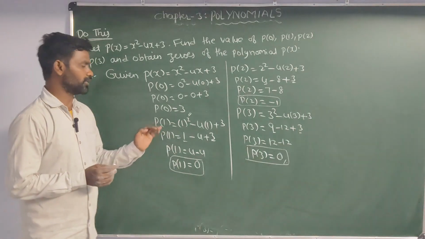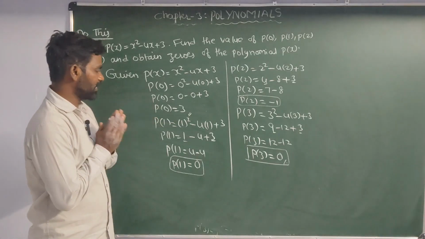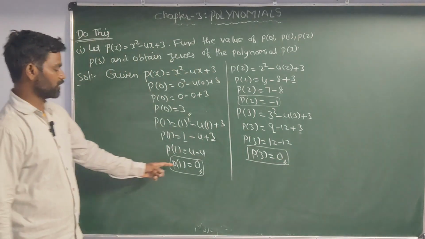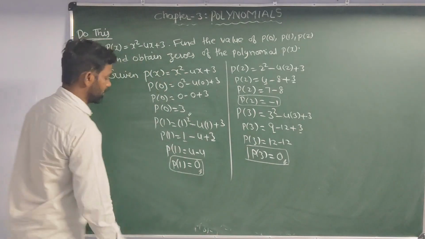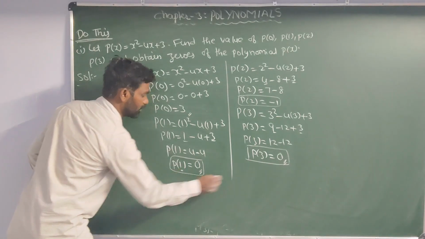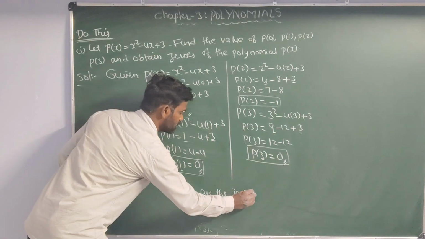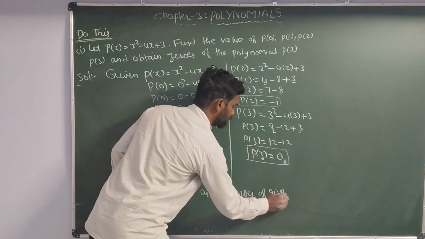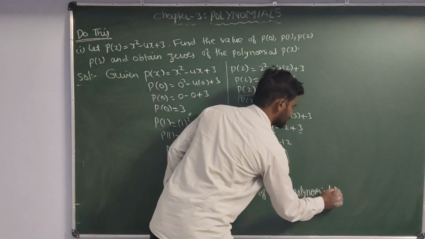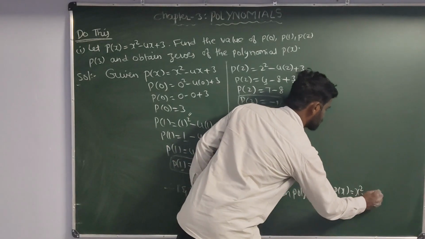Whenever we substitute the given value in the given polynomial and if we get the answer 0, so in two cases we got 0, that is P of 1 is equal to 0 and P of 3 is equal to 0. Therefore, we can say that this 1 and this 3 are the zeros of the given polynomial. Given polynomial P of x is equal to x square minus 4x plus 3.